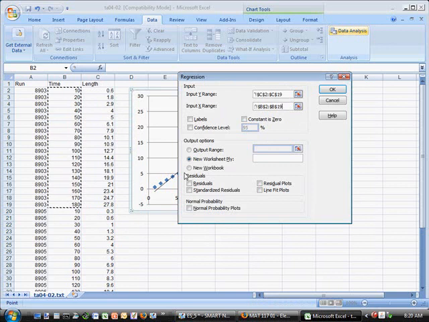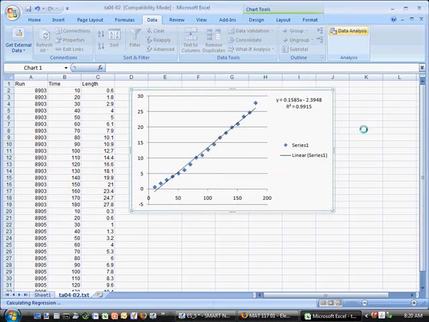Now, I got to figure out where we're going to do this. I think what I'm going to do is do this on a new sheet. So I'm going to leave it at new worksheet, and I'm going to say I want to see the residuals. I might as well show you the residual plots. Let's click OK. So now it should open up a new worksheet for us when it's ready.